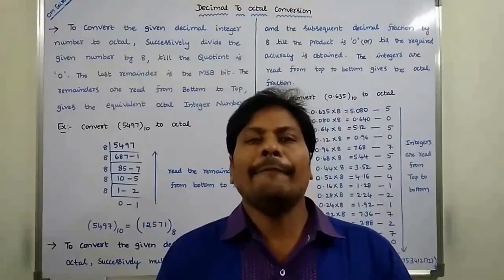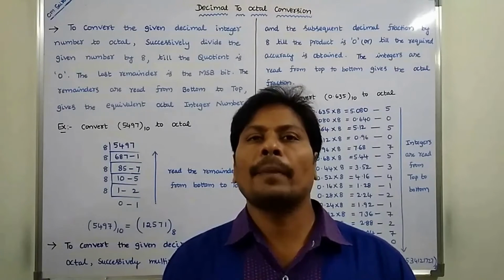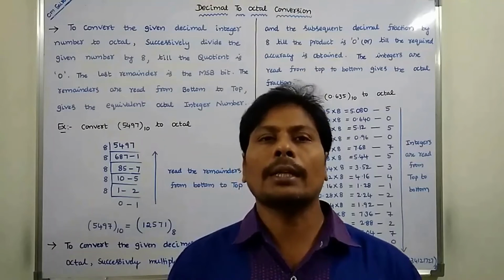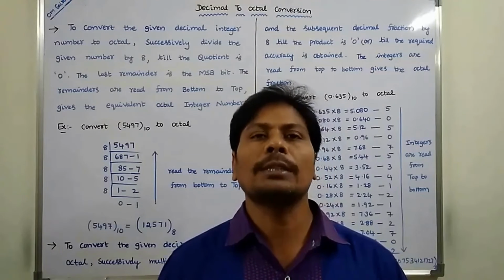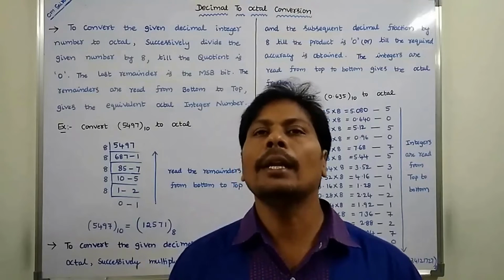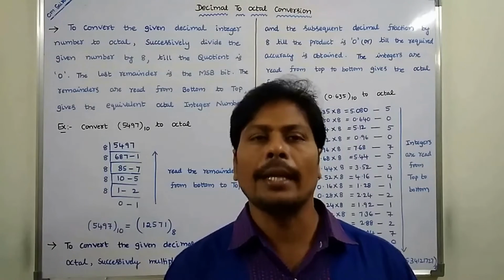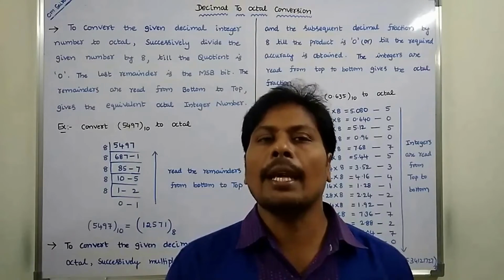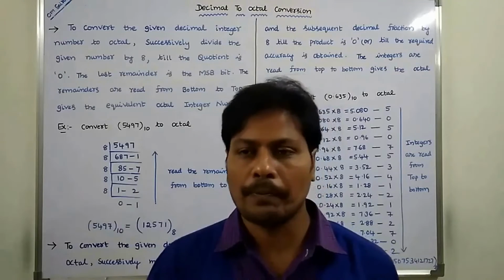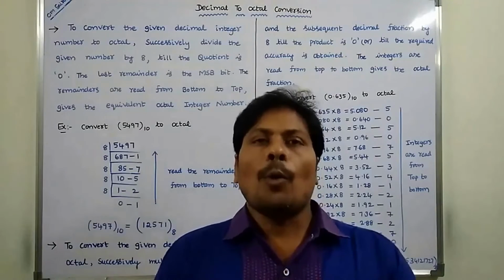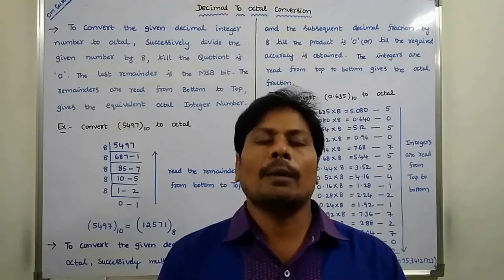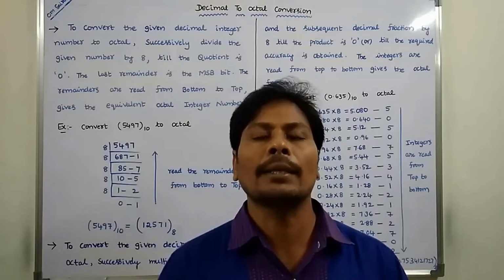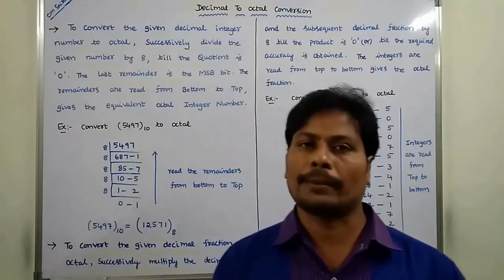Hi friends. Today I am giving a lecture on decimal to octal conversion. It is one type of number conversion in digital logic design, overall switching theory and logic design. Now, what is the procedure we have to follow for converting a given decimal number into an octal number?